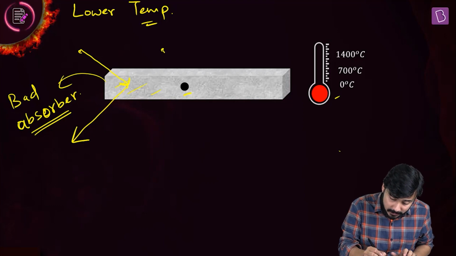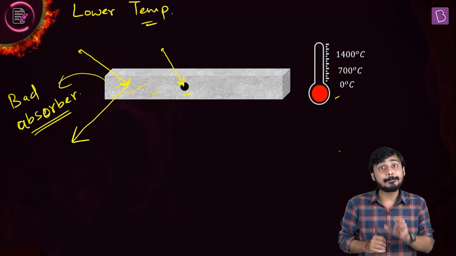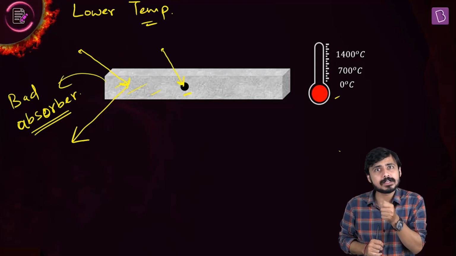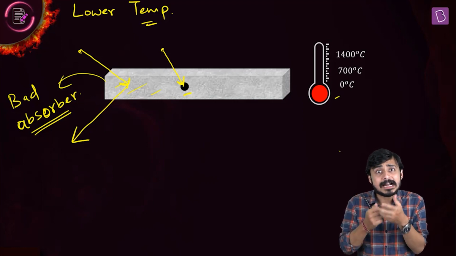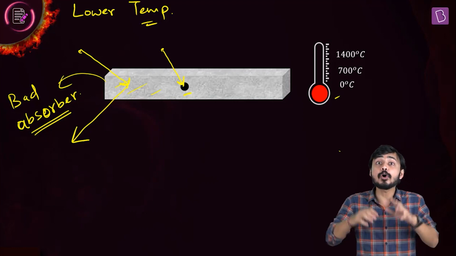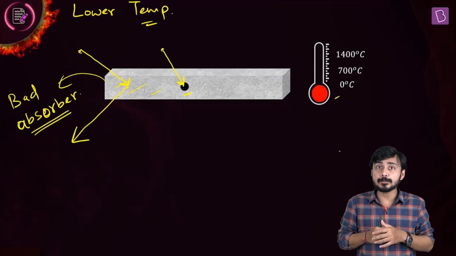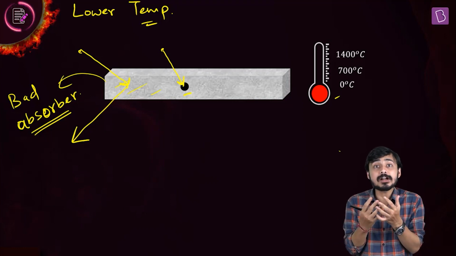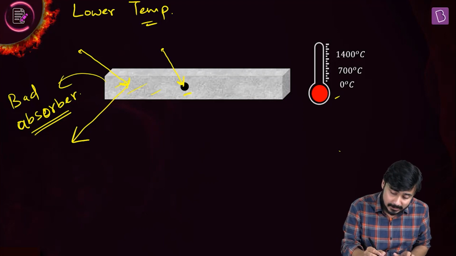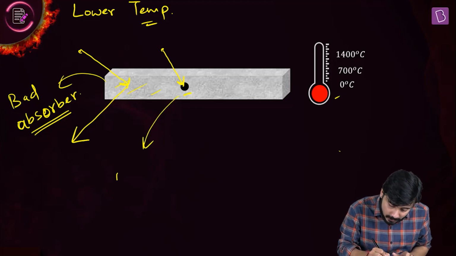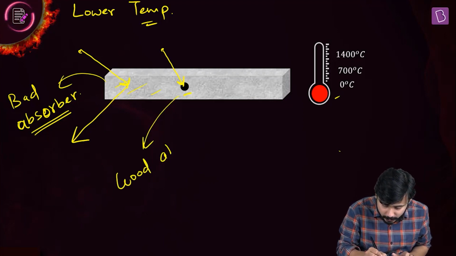Now, what about the black spot? The black spot is looking black at lower temperatures. What does that mean? That means that it is absorbing almost every radiation which is falling onto the spot. That means it is not reflecting anything. That means the spot is a good absorber.